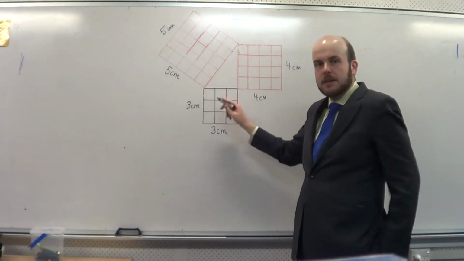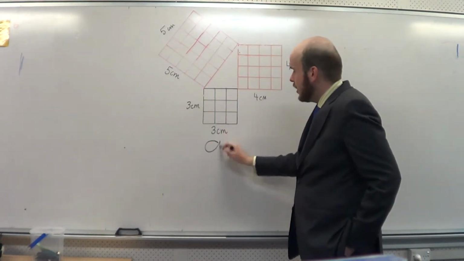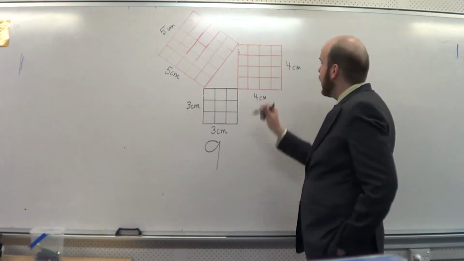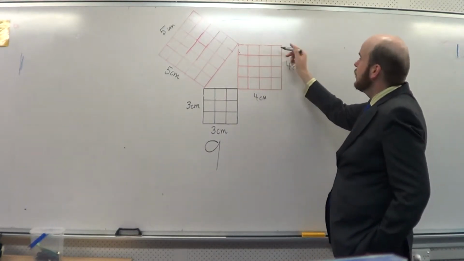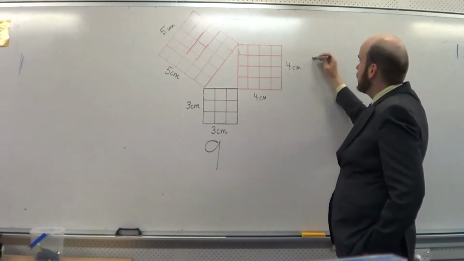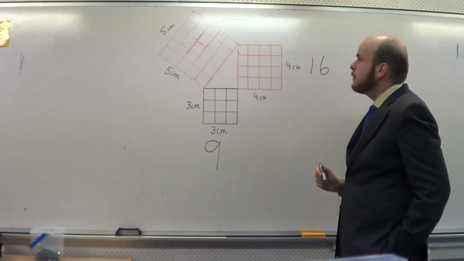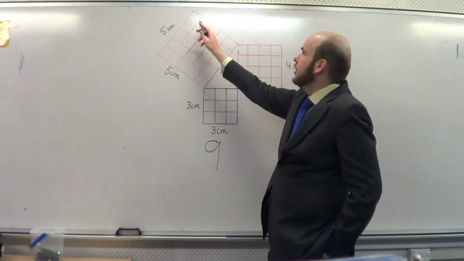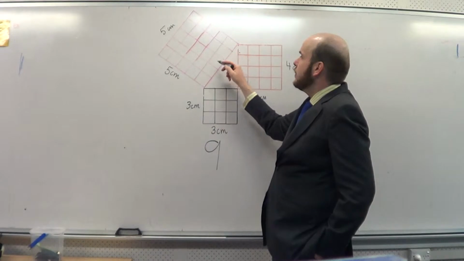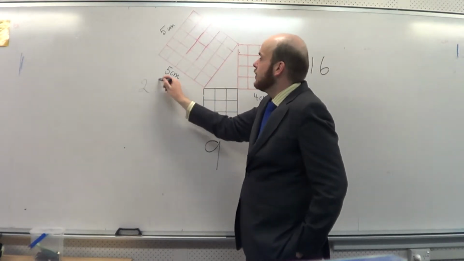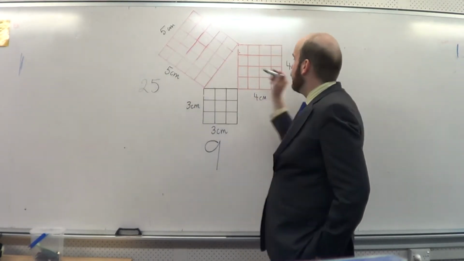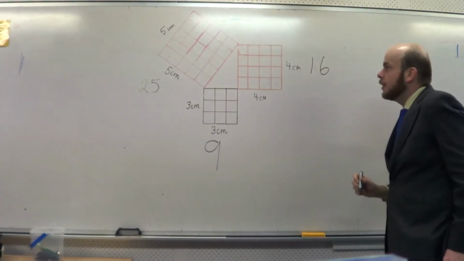How many squares are there in here? Well, there's 9 squares there. How many squares have I got here? 1, 2, 3, 4, 8, 12, 16 squares there. And how many squares are here? 1, 2, 3, 4, 5, 10, 15, 20, 25. Or otherwise 5 by 5, 4 by 4, 3 by 3.